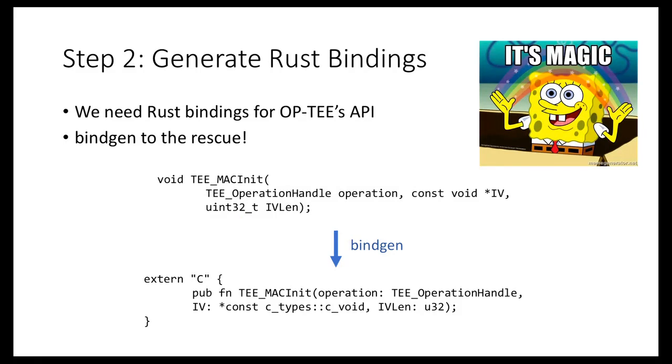So the next step here is to generate Rust bindings. TEE exposes this pretty big API that lets you do everything from println to HMAC and signing and all the crypto functions. So we need bindings to that, and it's all C headers. This would be hugely painful if we had to do it manually, so there is a very magical tool called bindgen for Rust.